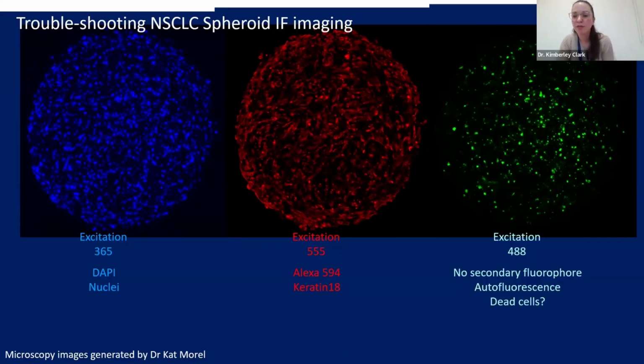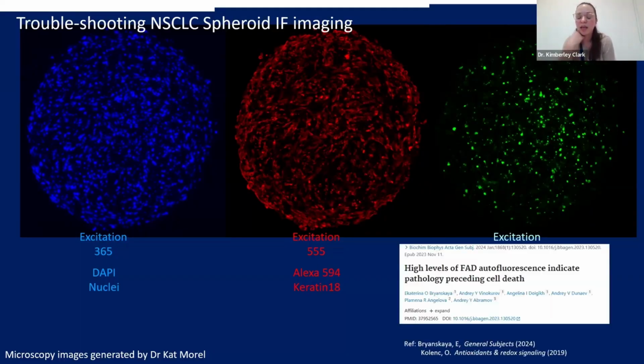And so we wanted to see if we could utilize this to actually answer a research question rather than throw out these slides and start again, or use nothing in the green channel. And after a little bit of digging, what we came across is that we could potentially utilize this green signal as a measure of a very specific type of cell death with FAD. And it's been published quite extensively as a marker of cell death.